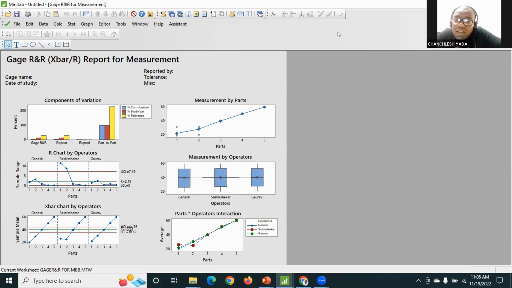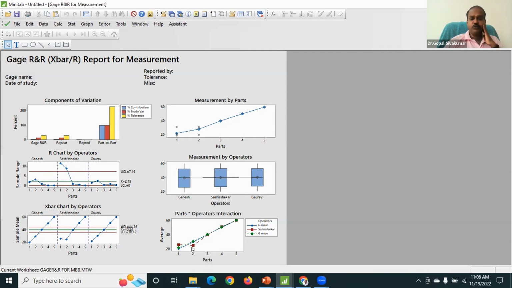Yes, sir. So what will we find out from the operator interaction graph? Very good. See, the operator interaction graph is nothing but an overlapping of the X bar chart. Can you see the X bar chart here? Number 1, and this is number 2, number 3. I am overlapping them. The 1 is converted into a green color graph. The 2 is converted into the red color graph.